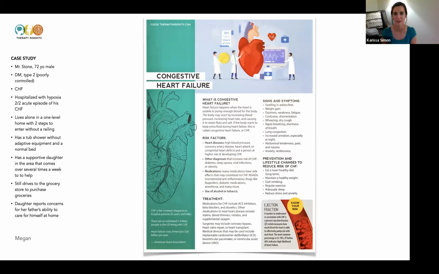And then Megan, you picked congestive heart failure, which is a one-page handout. Can you tell us about your pick? Yeah, so when I was reading this case study, the fact that his diabetes is poorly controlled stood out to me. And I think about how important education is. Acutely, when you end up in the hospital, you have people explaining to you what's going on and what you need to be doing to take care of your condition. But initially it can feel scary, and so we're not digesting that information.